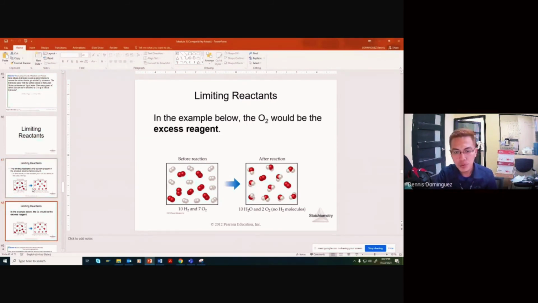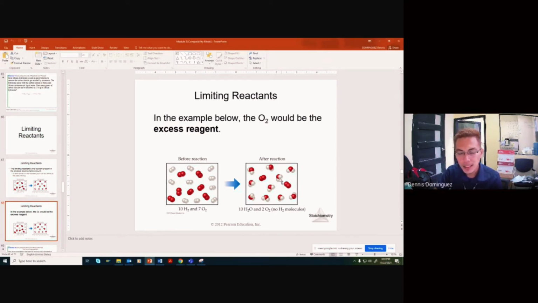In the example below, the O2 would be the excess reagent or the excess reactant. It's because the H2 is totally consumed. So, count 1, 2, 3, 4, 5, 6, 7, 8, 9, 10. So, the 10 H2 molecules, upon reaching the other side, are distributed to the oxygen. Here, for the O2 component, you have 2, 4, 6, 7. You have 7 components of your O2 molecules. Now, on the other side, you have 2 oxygen molecules. Meaning to say, there are two oxygen components in excess.